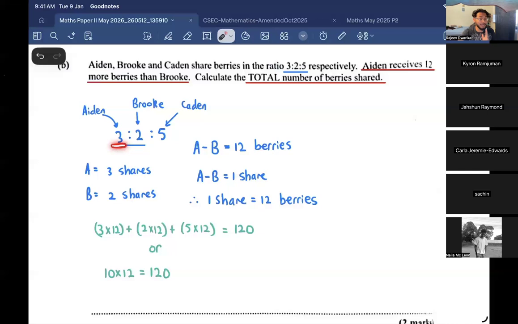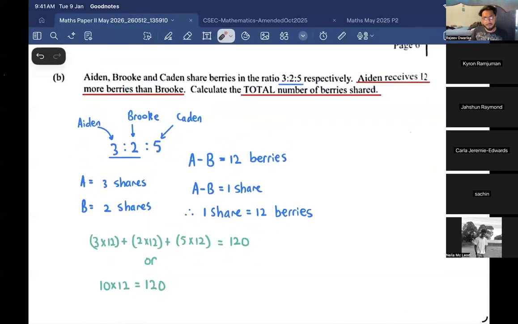That's all right. So Aidan gets 3 shares. How many shares does Brooke get? 2. How many shares does Kieran get? 5. And all together when you add it, 10. So altogether, the berries were shared in 10 shares. And how much is 1 share? 12. So 10 shares at 12 each, 10 by 12, 120. So it's just a different way to think about it.